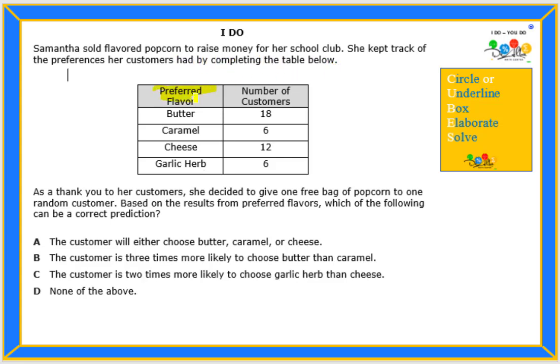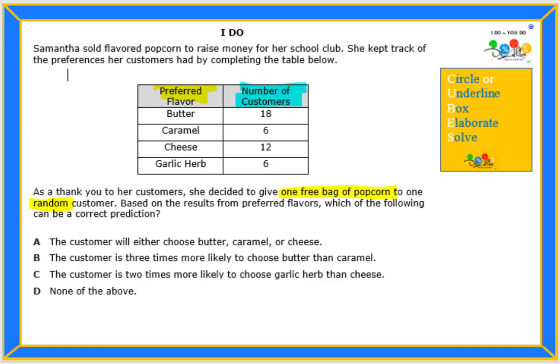So we have preferred flavors: butter, caramel, cheese, or garlic herb popcorn, and then the number of customers that chose that flavor. And so we can see that the most popular flavor was butter, and the least popular flavor was a tie between caramel and garlic herb with 6 each. As a thank you to her customers, she decided to give one free bag of popcorn to one random customer.